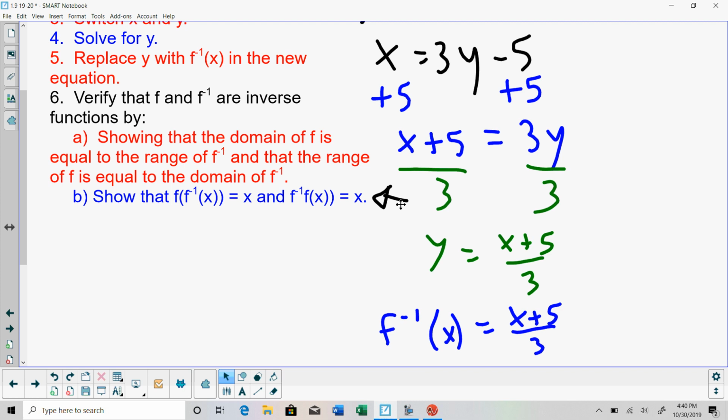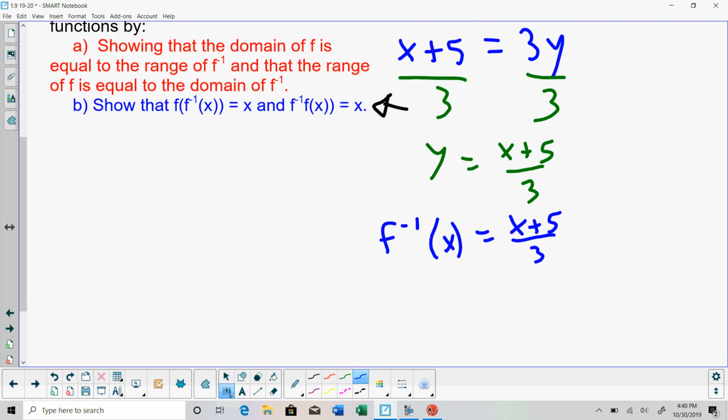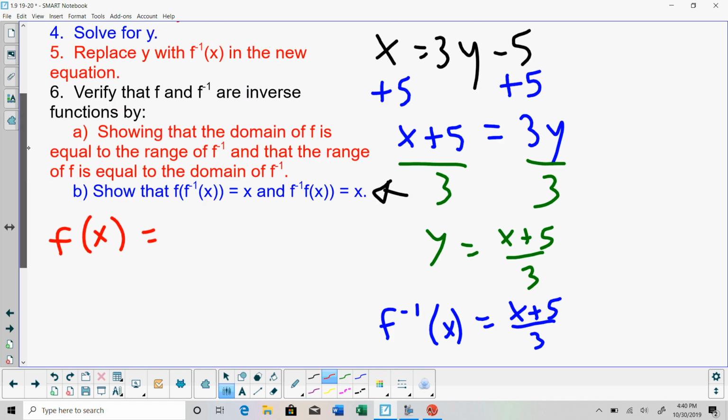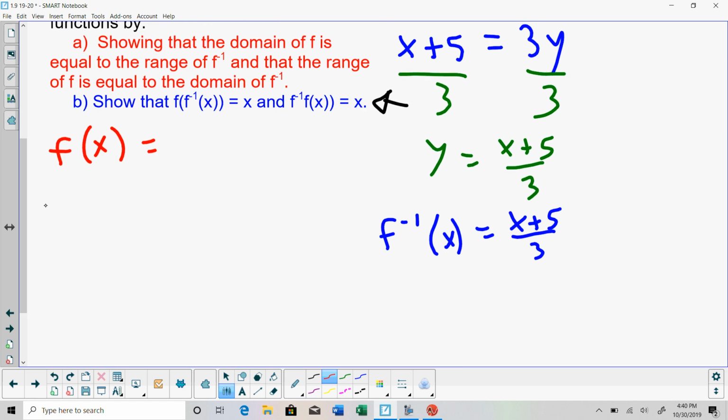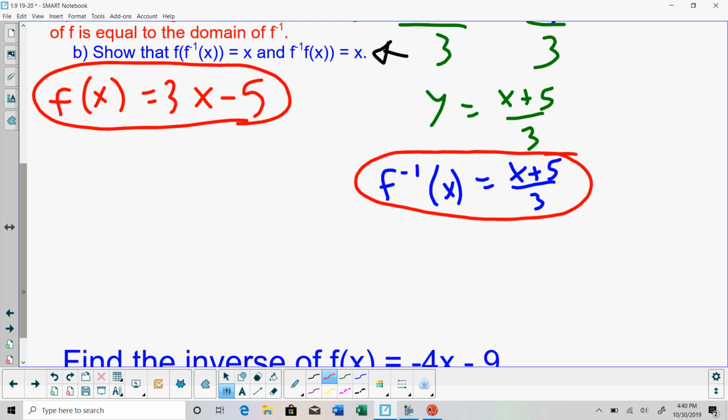All right, and with that, we are going to use our composite function skills again. Let me write out my functions again. f of x equals, what was my original function? It was 3x minus 5. So here's my f of x, and here's my inverse that I just found, and now we're going to verify that this works.